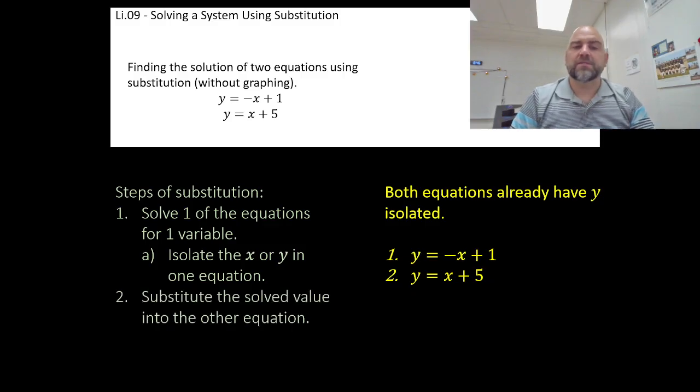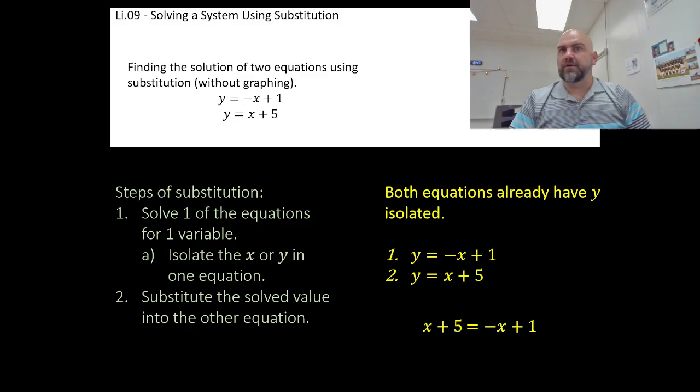Step number 2 is we need to substitute the solved value into the other equation. So what I'm going to do is take the first equation, y is equal to negative x plus 1. Now, I could use either one, and that's fine. But what we know is that in this system, y is also equal to x plus 5. So what we can do is get rid of the y, and move x plus 5 and replace it. So we have now replaced the one y with a different version of y, or a different value of y.